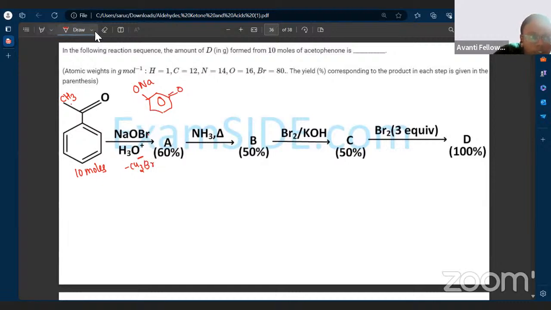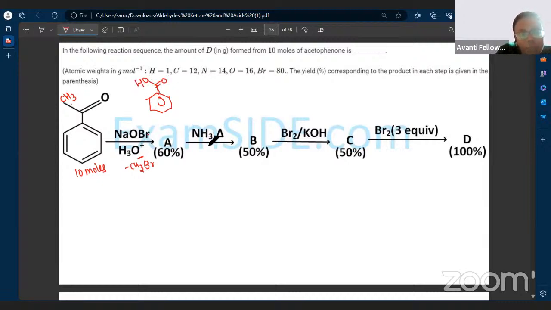Now you're doing the hydrolysis. If you do hydrolysis, you'll be getting the acid. So this is your A, and you have got 60% of A. And when you're treating it with ammonia, what is the product you will be getting? I'm sorry, it should be C double bond OH, please.